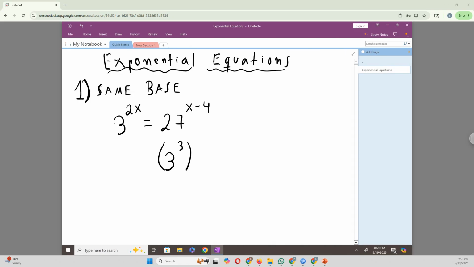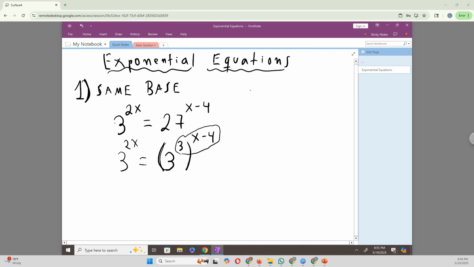Okay, so if we see a 3 on the left, we know that on the right we are looking for the same base, which would be 3 to the power of 3, which is 27. 3 times 3 times 3 is 27. And this is raised to the power of x minus 4. Now both sides are starting to look the same. So now we have to multiply this 3 times x minus 4.